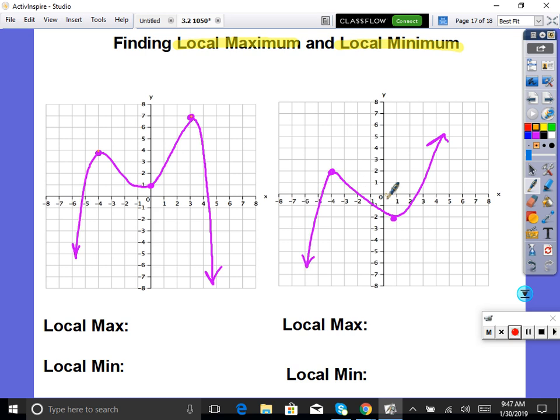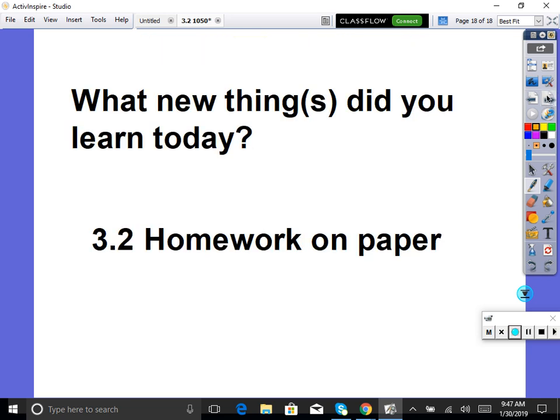What would be my local max here? Negative 4, 2, and my local min would be 1, negative 2. That is the end of the lesson. So, go to the homework you have on your paper and get going on it.